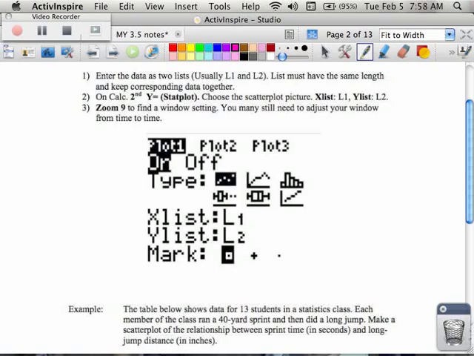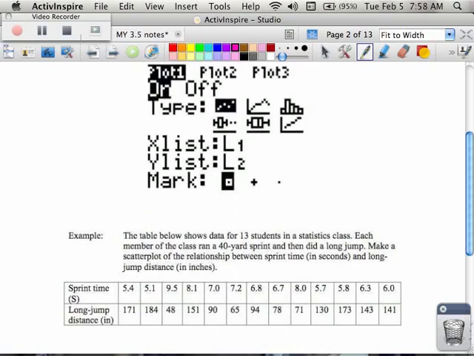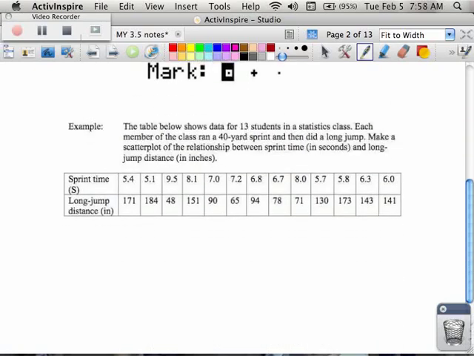So we have an example down below here that we're going to try. Why don't you guys type in your lists this sprint time in list 1 and the long jump distance in list 2, and then we're going to talk about how this works out when we do a scatter plot.